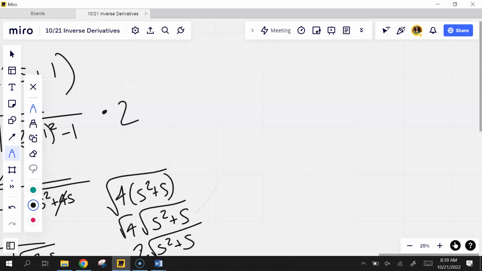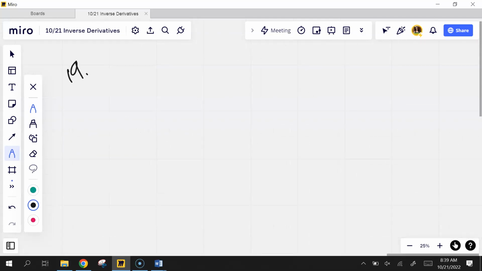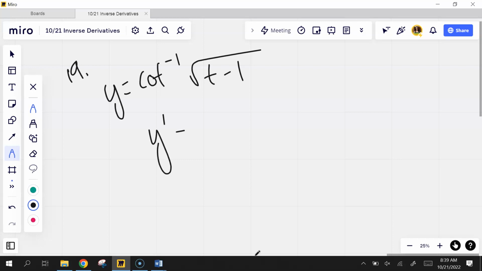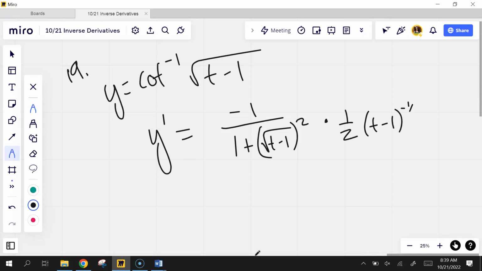I'm going to do it this time. I'm going to remember to chain. Inverse cotangent, square root of t minus 1. The derivative here would be negative 1 over 1 plus x squared times. Now chain it. 1/2 t minus 1 to the negative 1/2. And then the derivative of that is just 1, so it doesn't matter.